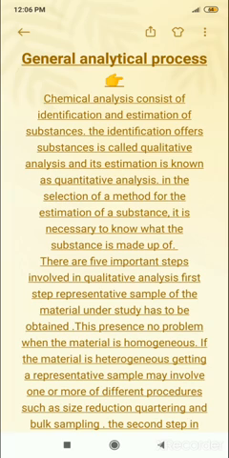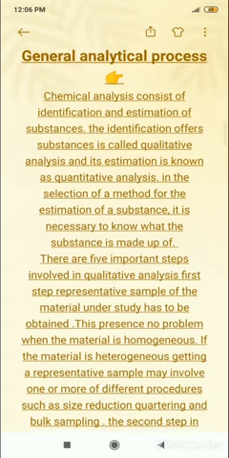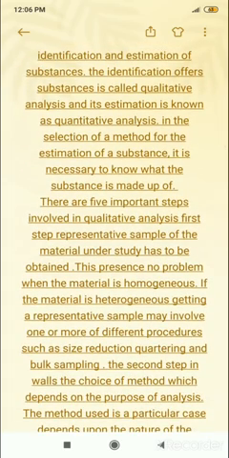If the material is heterogeneous, it means the size of the compound or sample is smaller, bigger or of mixed type. It is termed as heterogeneous. Getting a representative sample may involve one or more different procedures such as size reduction, quartering and bulk sampling. If the compound is heterogeneous, we have to use these procedures to make it homogeneous.